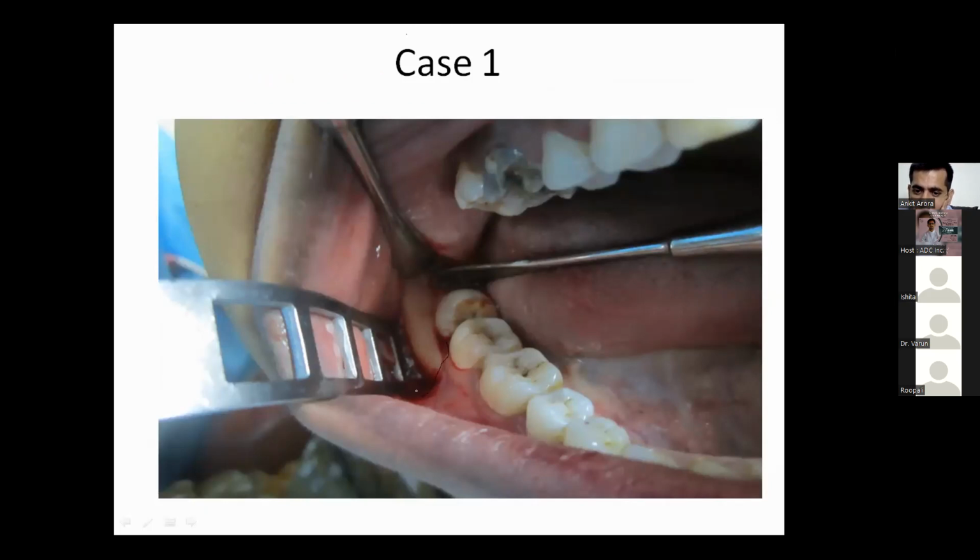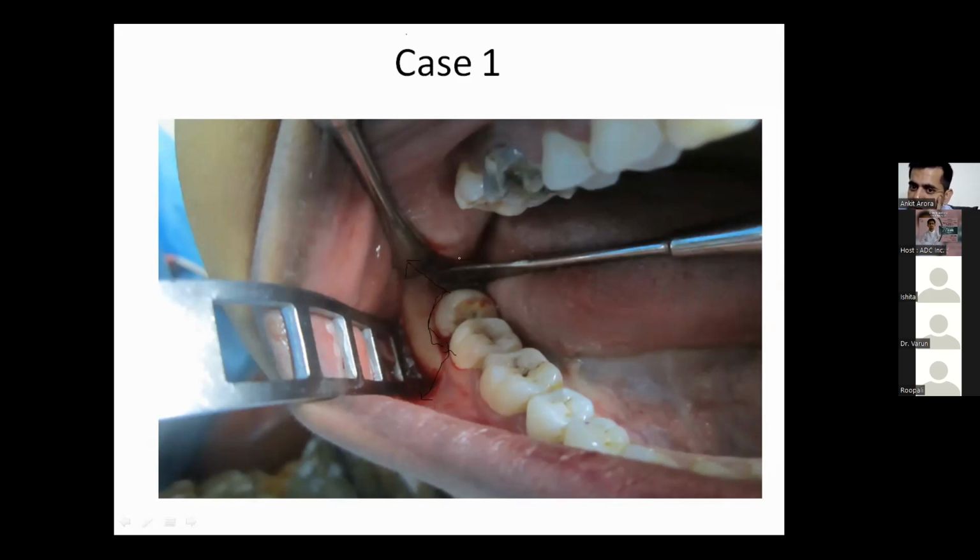Now you can see the incision. It goes from 7 to 8, around 2 centimeters down, in an oblique buccal manner. Then you release your flap from and around the tooth, the 8 region, and you go distally, and you go like this.